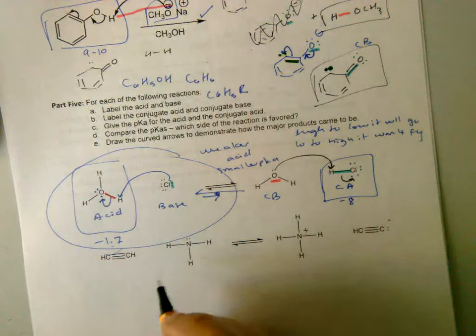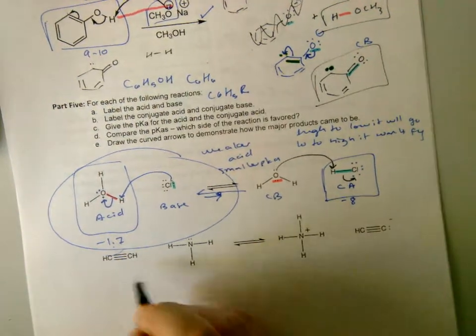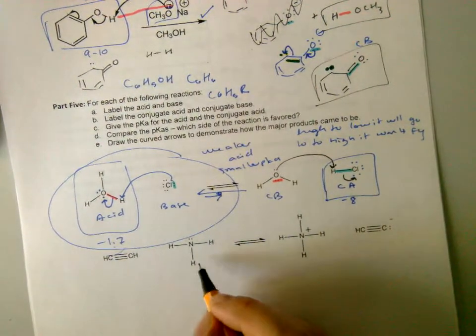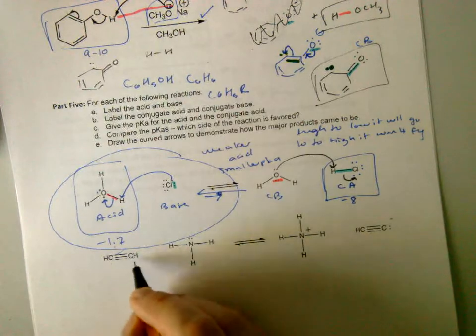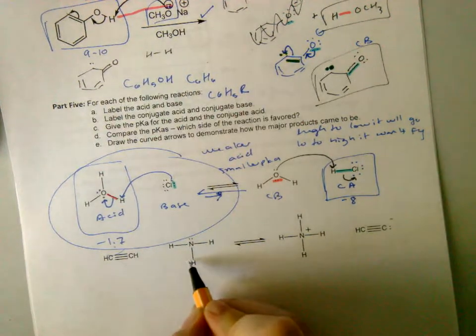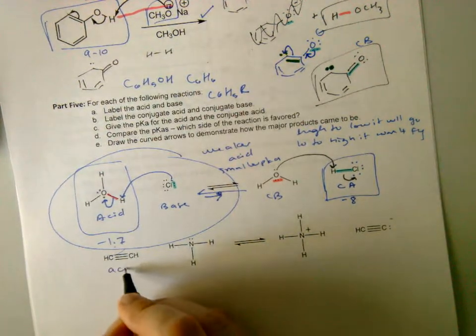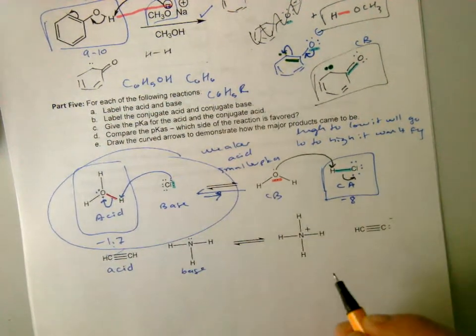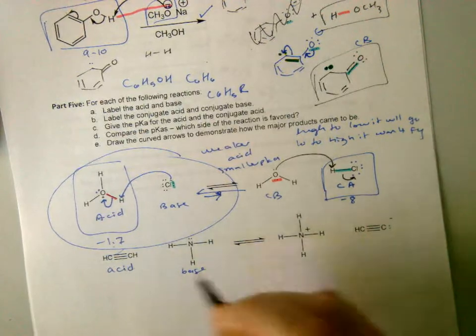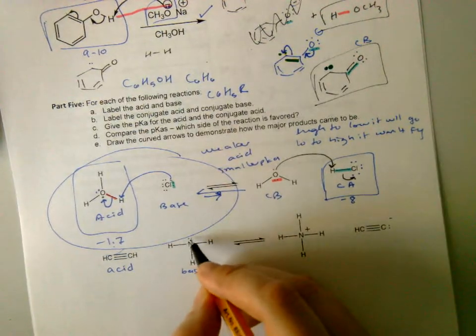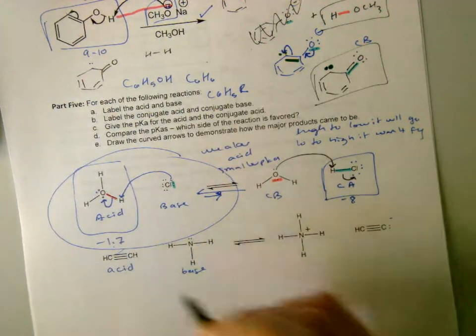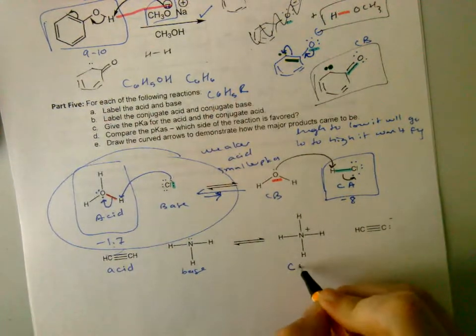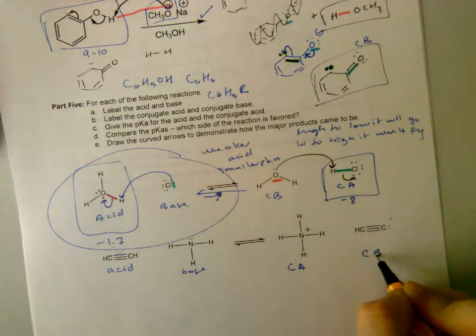Label acid and base. So acid is the thing that's going to give up the proton. If you're not sure between which one of these is the acid or base, this pKa is 25 and this is 38. So this is more acidic and this is more basic. Also, this extra lone pair is kind of a hint that it's willing to give up when this one might not, or that it's going to be an electron donor because this one can't be an electron donor. So this is the conjugate acid and this is the conjugate base.